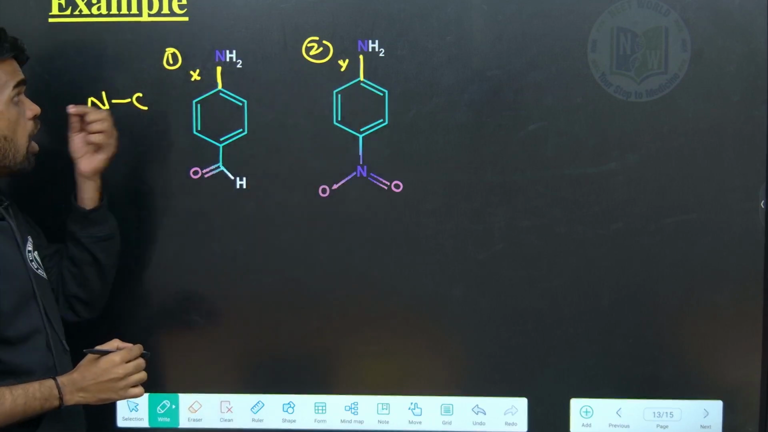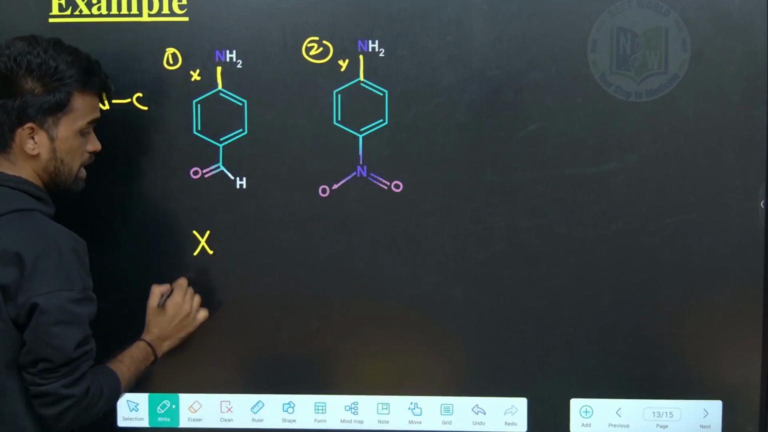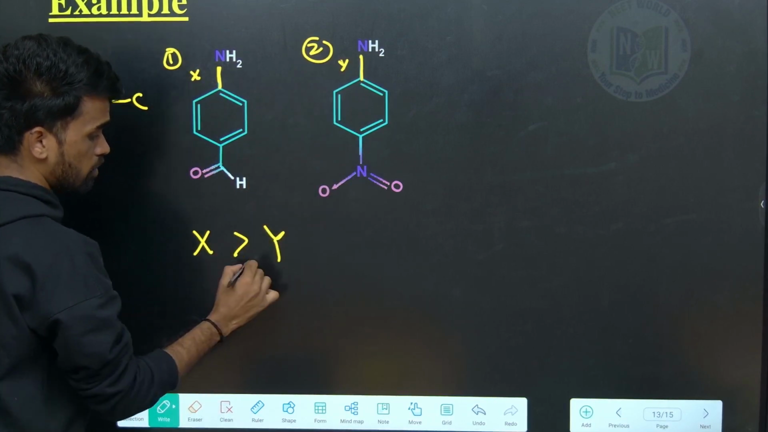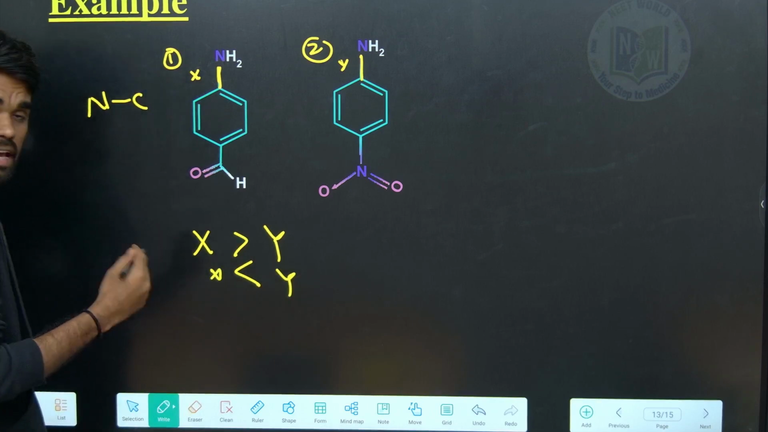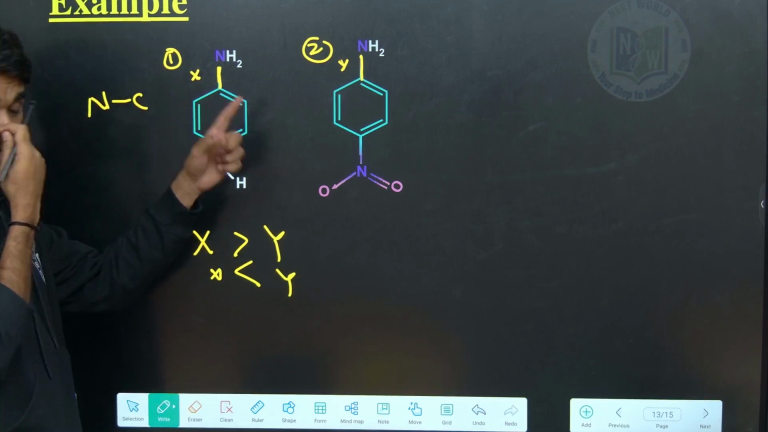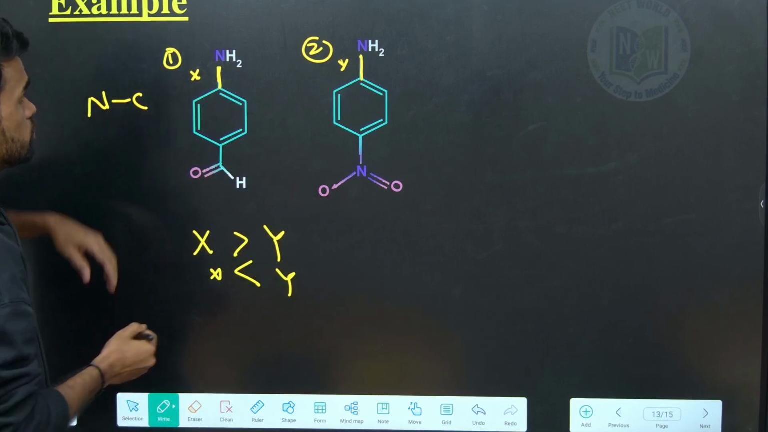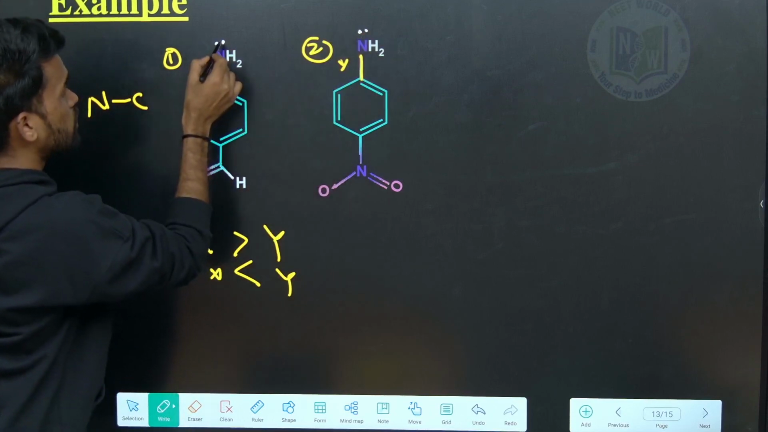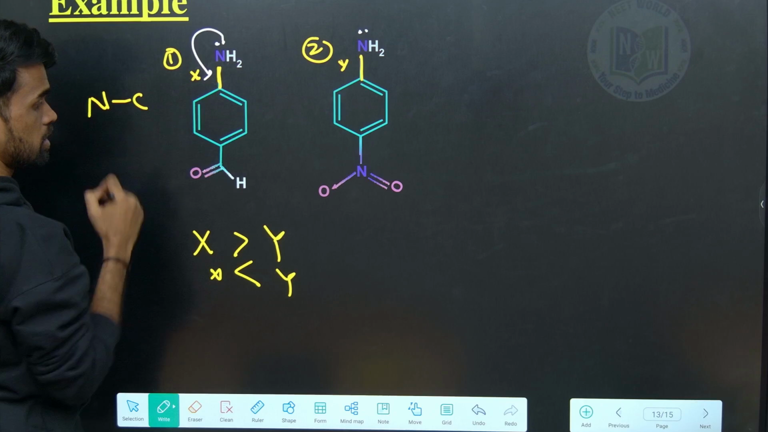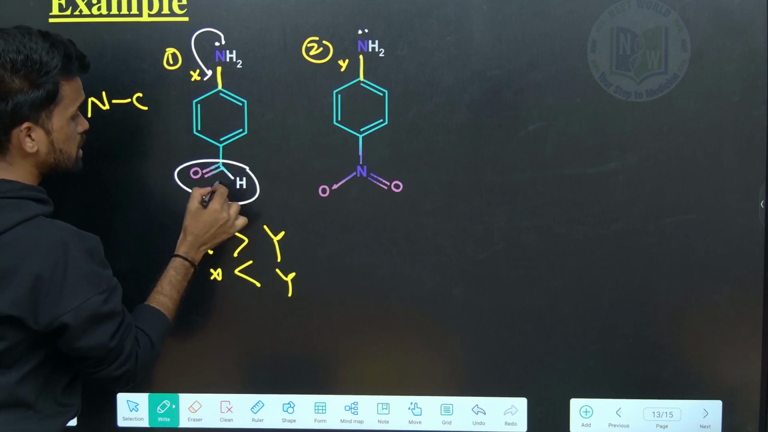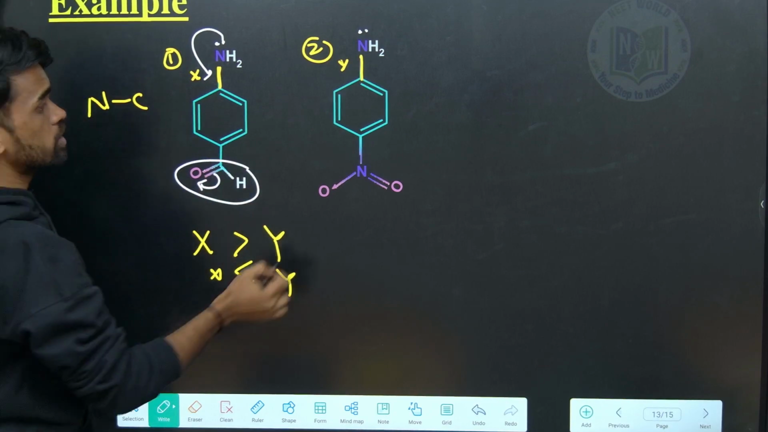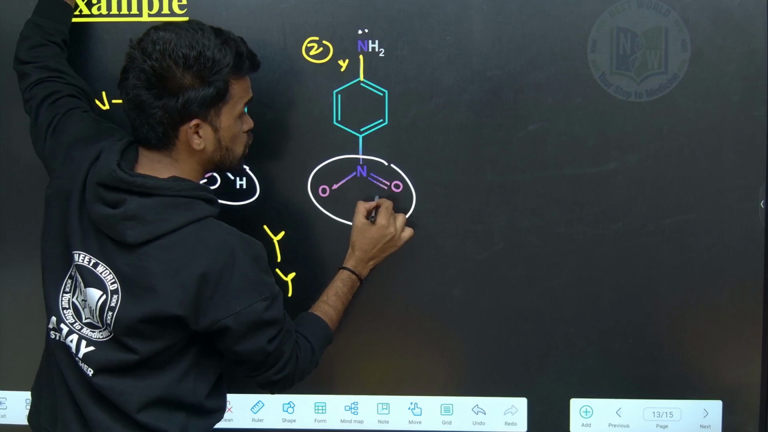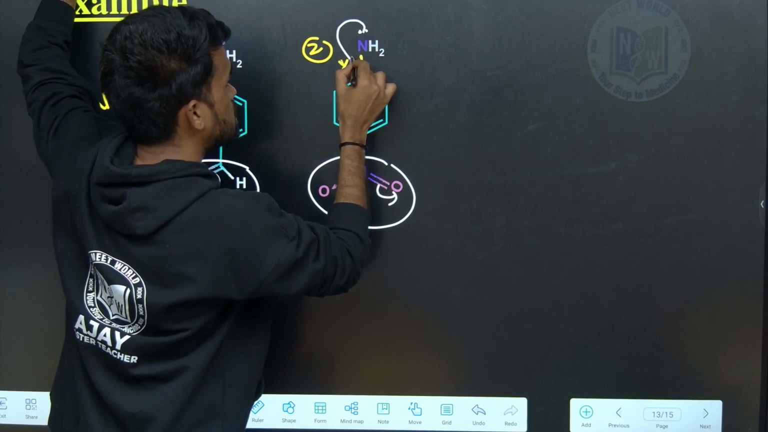So what is the order, whether X is more or Y is more? I want the correct relation here. Okay, so we know the amine group, having lone pair electrons on it, will be a releasing group like this, and the aldehyde group is a withdrawing group like this, right? Here also the nitro group is a withdrawing group, and this will be a releasing group.